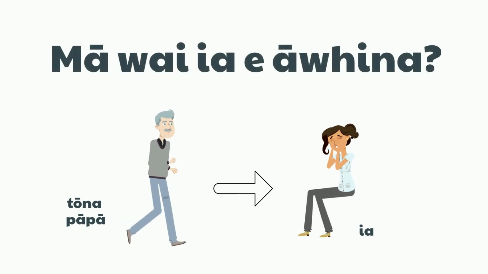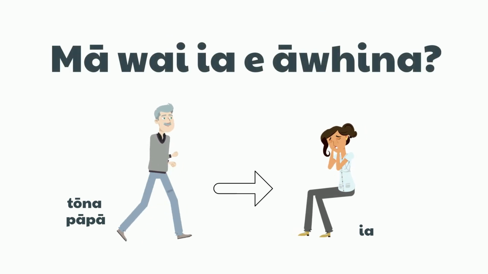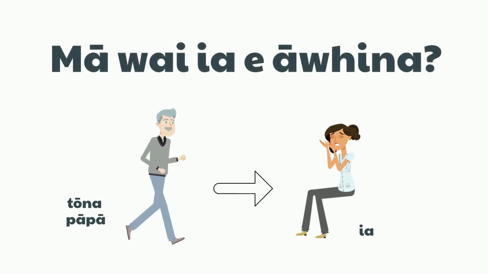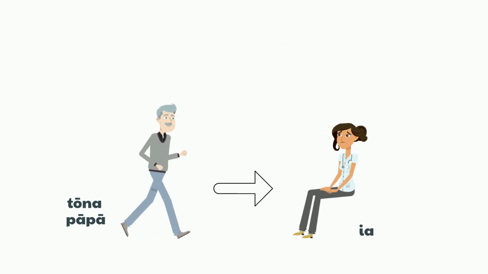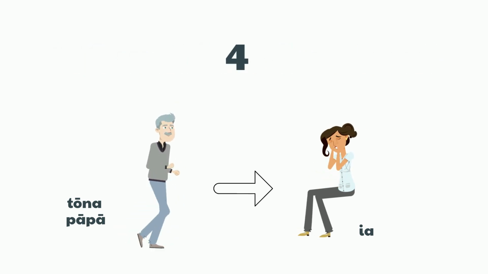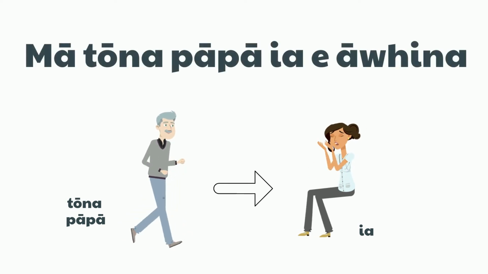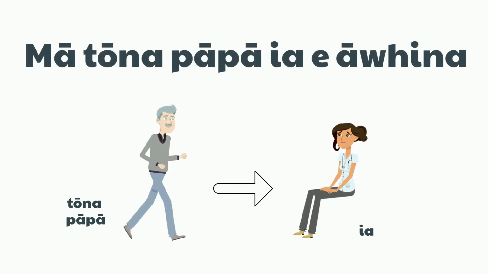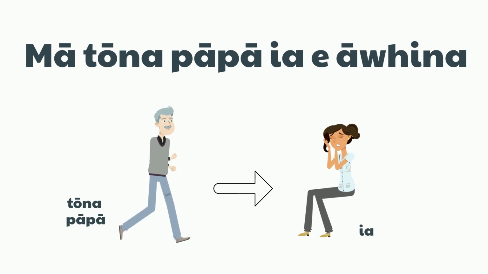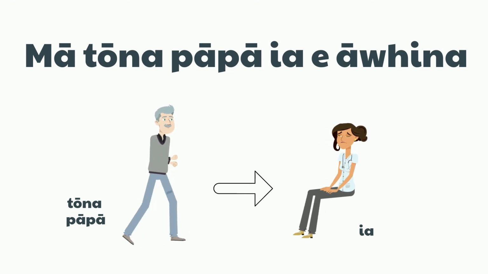Āwhina means to help. Mā wai ia e āwhina. Who will help her? Mā tōna pāpā ia e āwhina. Her father will help her.